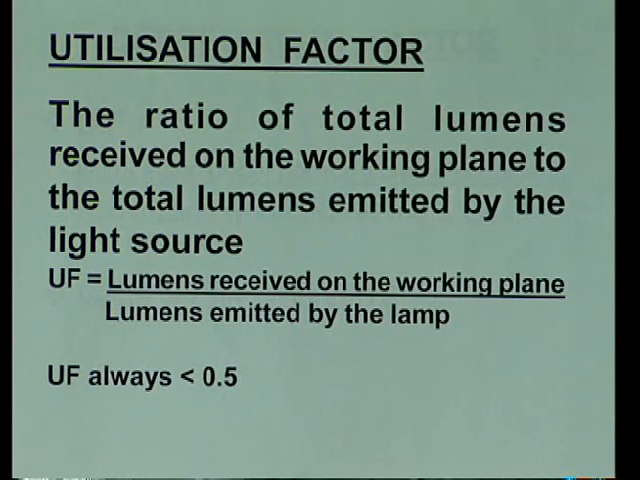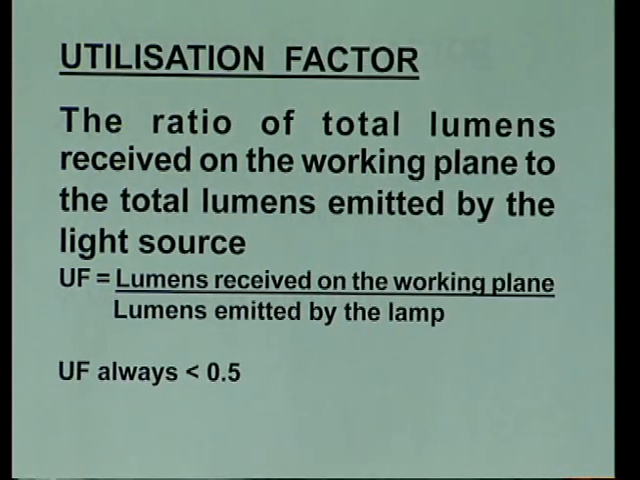The first one is the utilization factor. The name shows utilization: when the lamp is emitting so much luminous flux, how much flux has been utilized by the object or working space is called the utilization factor. How much light has been emitted by the lamp, and how much of it has been used by the surface, the ratio is called the utilization factor.